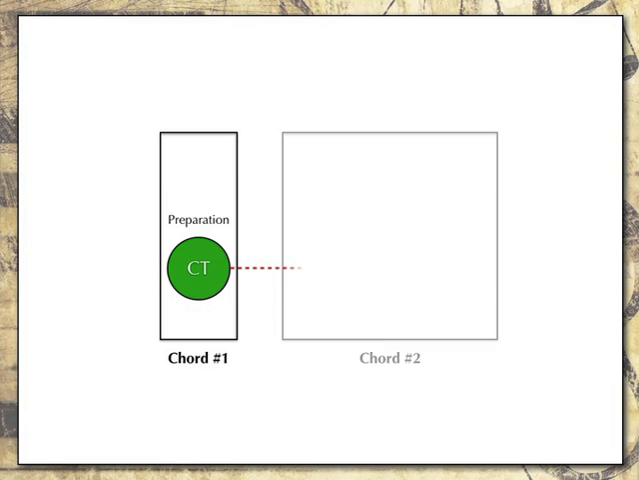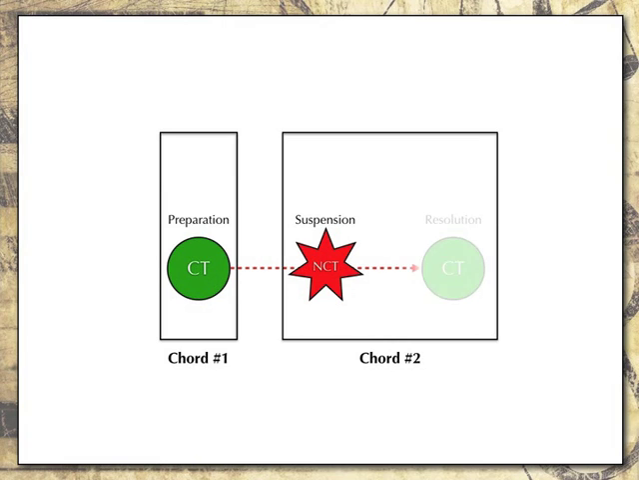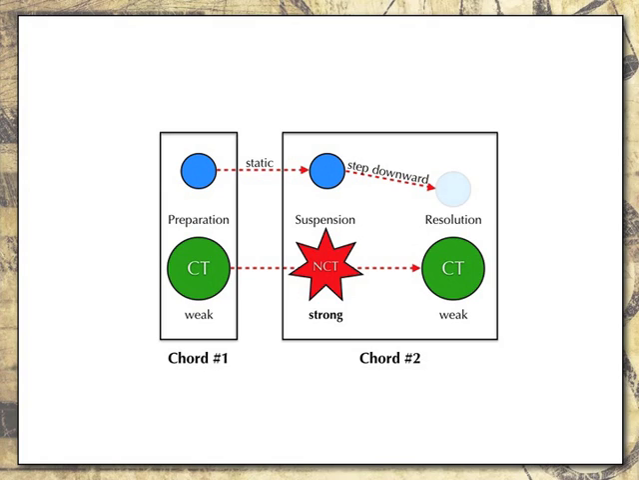A suspension unfolds in three distinct stages, starting with a preparation, followed by the suspension itself, and finally followed by the resolution. Notice that the suspension falls on a metrically accented beat. In terms of voice leading, one note carries over from the first chord to the next, becoming a non-chord tone. From that point, it typically resolves downward by step.